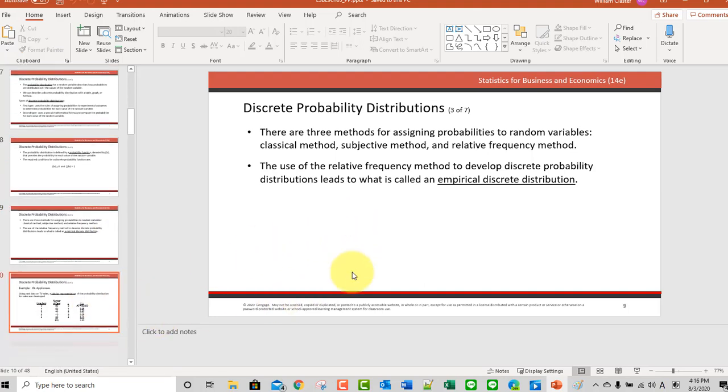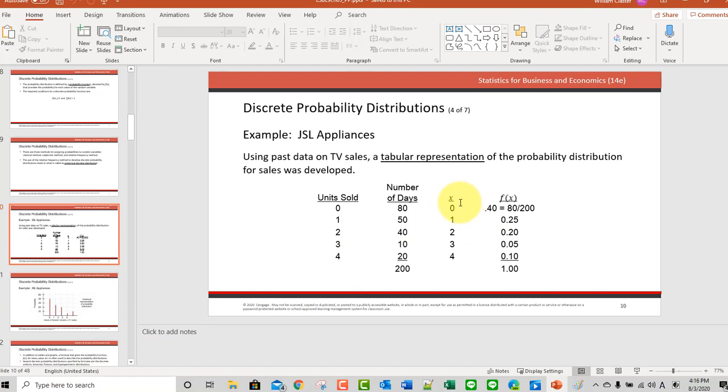And let's keep going. Okay, so here they have these probabilities, 0.4, 0.25, 0.20. This is the number of units of TVs sold, and they expect from the past data that 40% of the time they don't sell anything, 25% of the time they sell 1, 20% of the time they sell 2, 5% of the time they sell 3, and 10% of the time they sell 4. So this could be the probability distribution here. And then, of course, it has to sum up to 1.